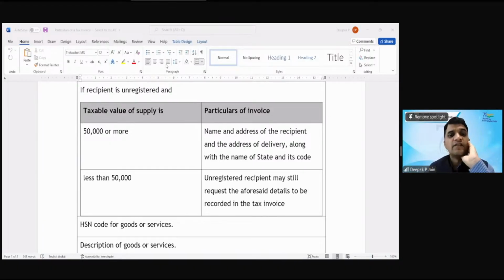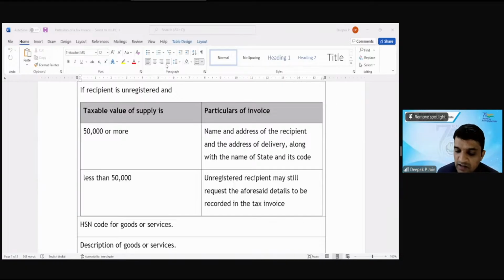So if tax is on reverse charge basis, then this tax invoice is raised by the recipient? No, it is raised by the supplier if the supplier is registered. And if the supplier is not registered, then the recipient will include it. Okay, only when the supplier is unregistered, then the recipient will raise it. Otherwise, the supplier's invoice should be sufficient. Tax will be paid by the recipient.